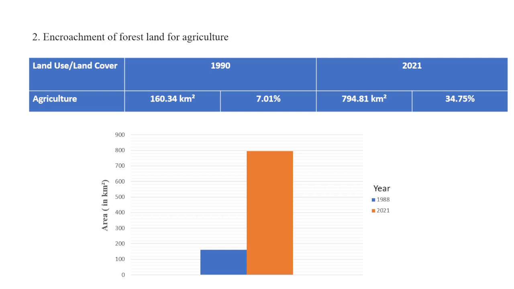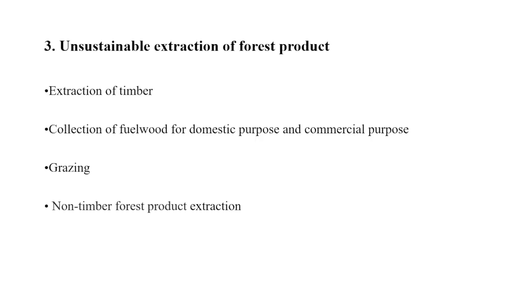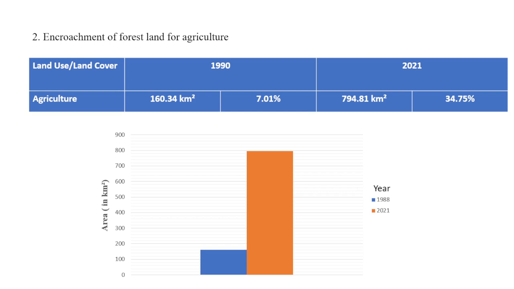The table and bar graph illustrate the significant encroachment of the forest land for agriculture purposes in Nagaon district between 1988 and 2021. In 1988, the area under agriculture was 160.34 square kilometers, which constitutes 7.01% of the total land cover. By 2021, it changed to 794.81 square kilometers, accounting for 34.75% of the land cover. The bar graph visually represents this shift, showing the rise in the agricultural land area over the years.